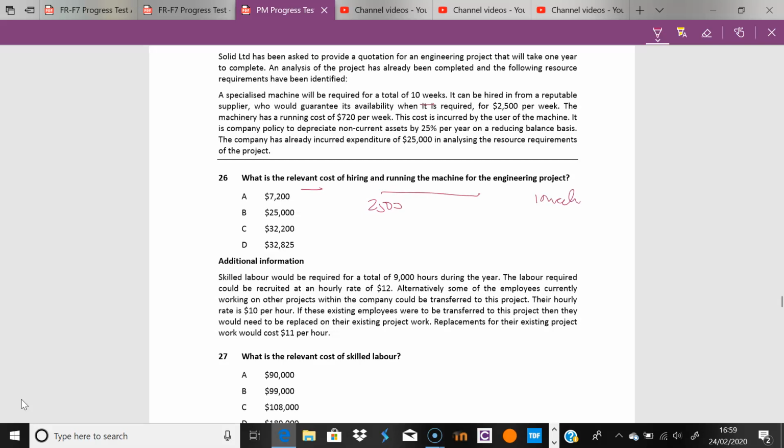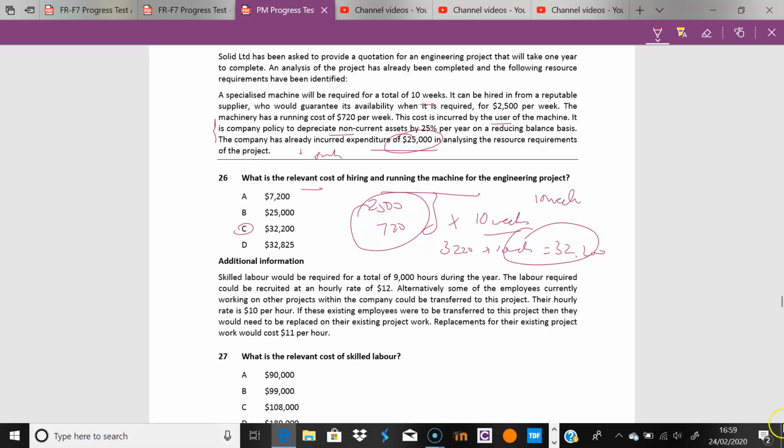But it says we're also going to have running costs of 720. So in total, you'll have that. This is incurred by the user. You have depreciation, but depreciation is a non-cash expense, so it's not relevant. It has already incurred 25 grand in analysis so far, so this is a sunk cost. So I have this thing here times 10 weeks. That's 3,220 times 10 weeks, and that takes us to 32,200. So my answer here is C.